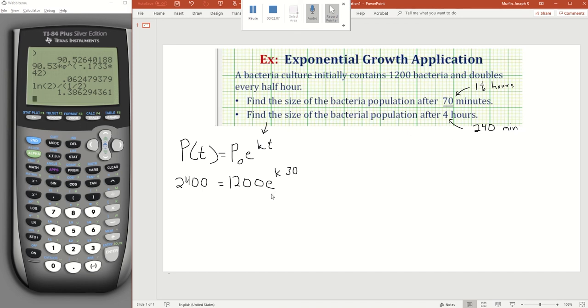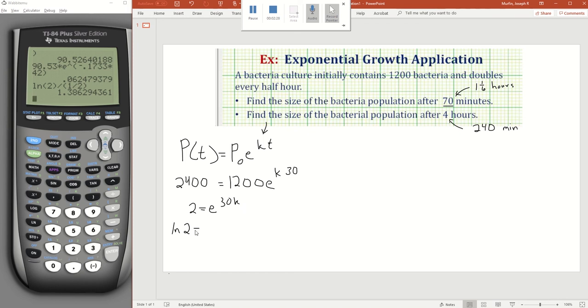Okay, so back to the problem. I'm trying to solve for K, so I'm going to divide both sides by 1200. I'm going to get a 2. This will always happen when you're dealing with the doubling because you're going to have twice as much on the left as you did on the right. And then I have e to the 30k on top. Now I need to get the k by itself, so I'm going to take natural log of both sides.